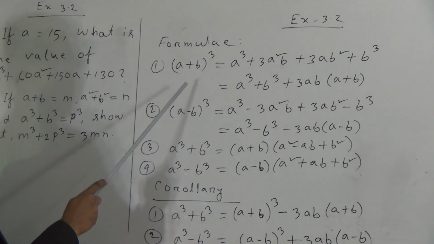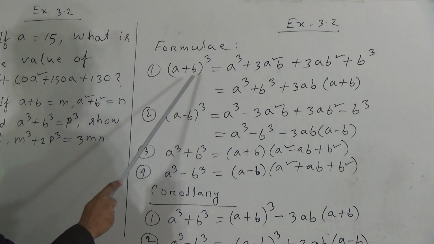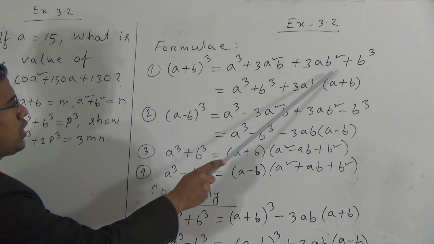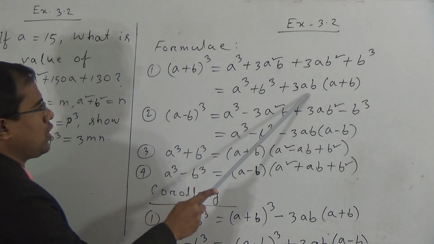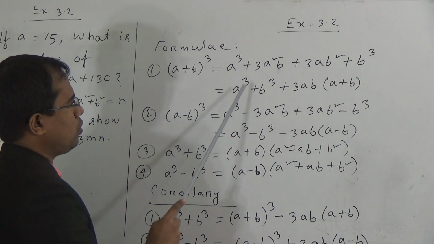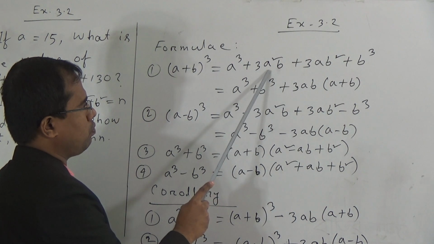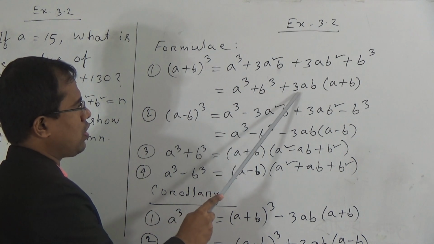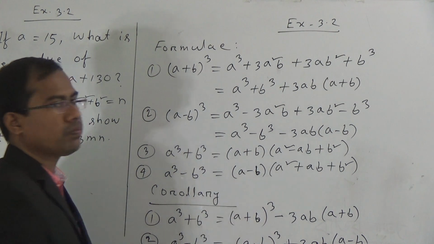Here the first formula is (a plus b) whole cube, and (a plus b) whole cube is equal to a cube plus 3a square b plus 3ab square plus b cube, and this is equal to a cube plus b cube plus 3ab into (a plus b). We can get this part from this. Here a cube plus b cube, then 3a square b and 3ab square. In two terms 3ab are common, so we can write 3ab outside of the first bracket, and inside of the first bracket we can write a plus b.